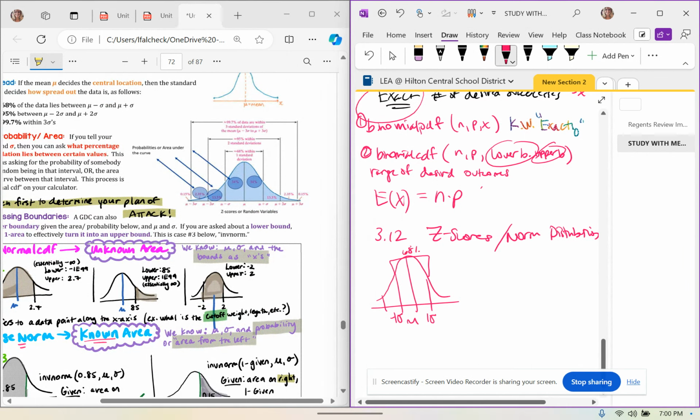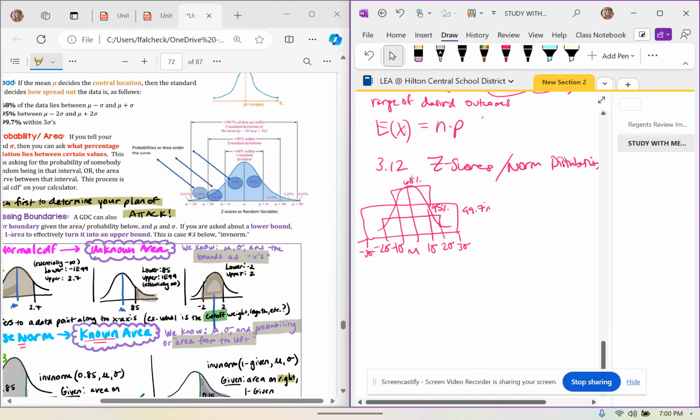And then within 2 standard deviations, this is below, this is above. There's going to be 95%. And then within 3, there's going to be 99.7. All right. And if you'll notice in the standard normal distribution curve where you have a mean of 0 and a standard deviation of 1, these correspond to the z-scores.